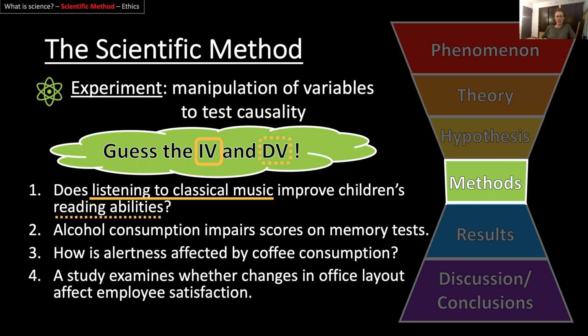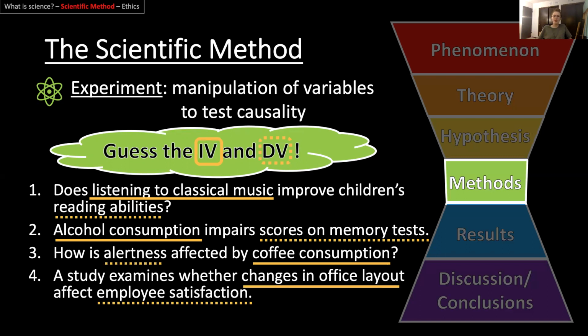Number two, alcohol consumption impairs scores on memory tests. The independent variable is how much alcohol you're consuming, and your dependent outcome is what your score is on a memory test. Number three, your coffee consumption is the thing you're changing and manipulating, and your alertness is the outcome of that. And lastly, how your office layout is designed is the thing you're manipulating, and employee satisfaction is what results.